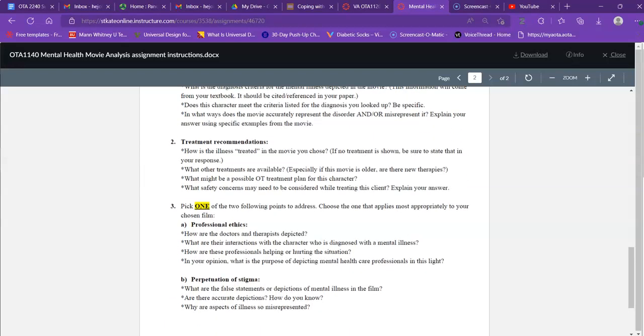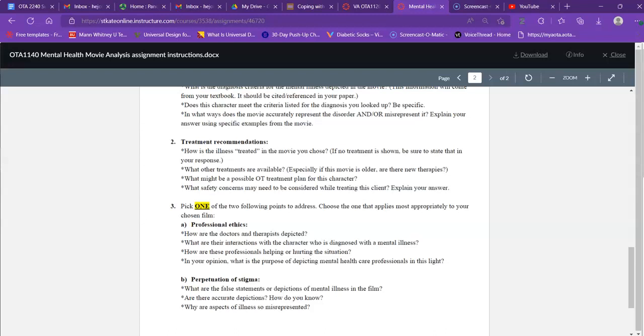Then section 2, the treatment recommendations. There's 4 questions there that you need to answer. Number 1 is, how is the illness treated in the movie you chose? Again, if there's no treatment shown, just be sure to state that in your response. Then the second question, what other treatments are available? Especially if this movie is older, are there new therapies that are now available that maybe weren't available then?